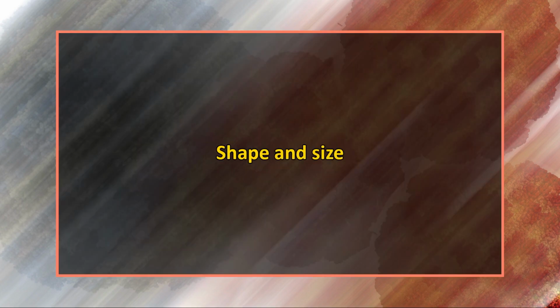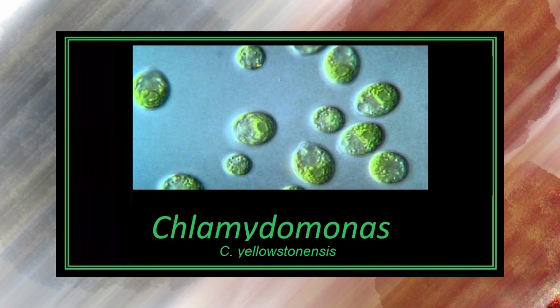Now, its shape and size. Chlamydomonas is a unicellular alga. It has an ellipsoid, ovoid shape having a round base and pointed end. It is 20 to 30 micrometers in length and 20 micrometers in width. The pointed end has two flagella.